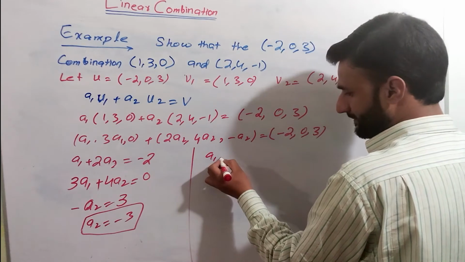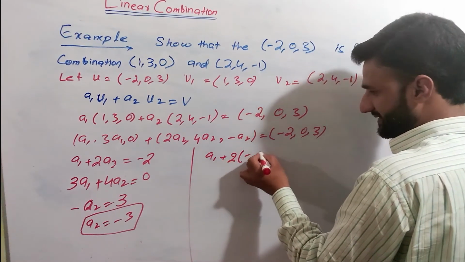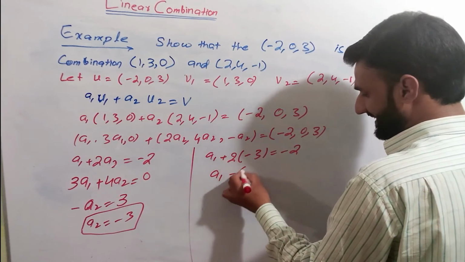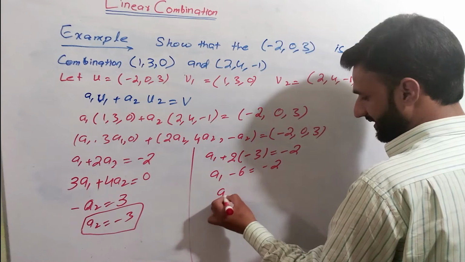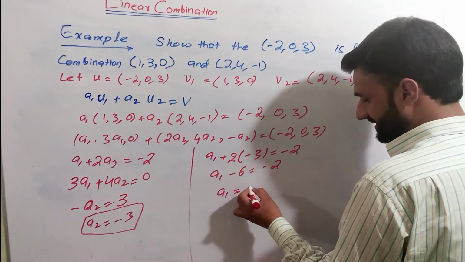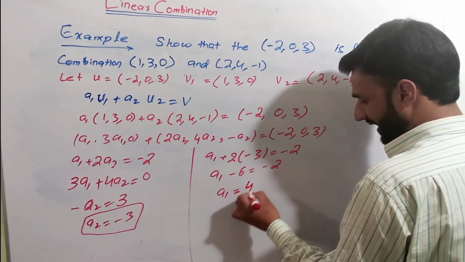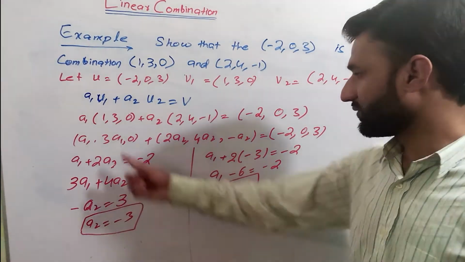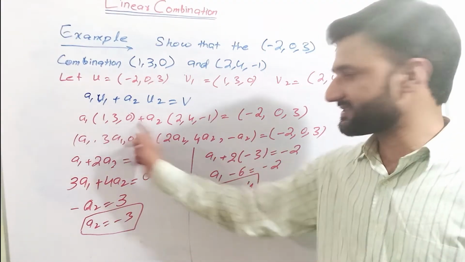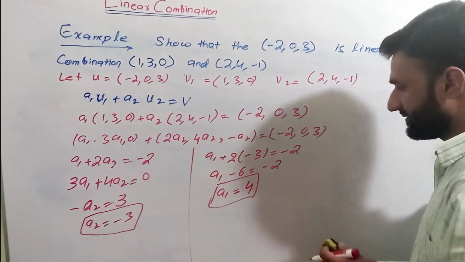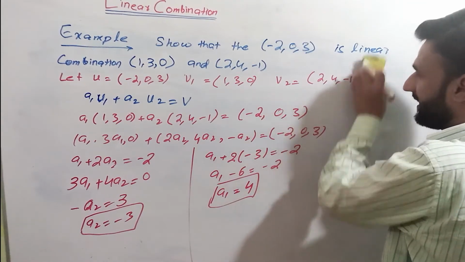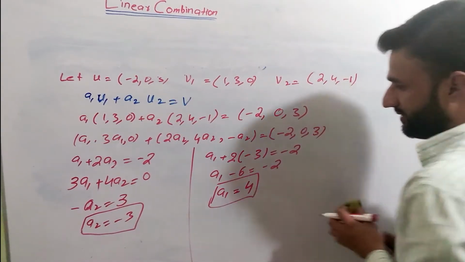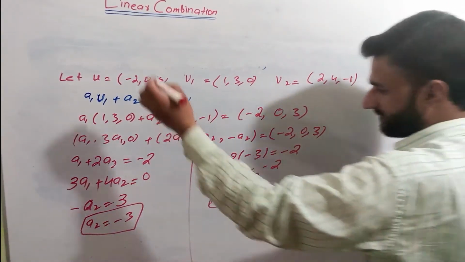a1 plus 2 into minus 3 is equal to minus 2, so a1 minus 6 is equal to minus 2, and a1 is equal to 4. Now we put these values in equation number 1 in the left hand side expression and check whether it matches or not.